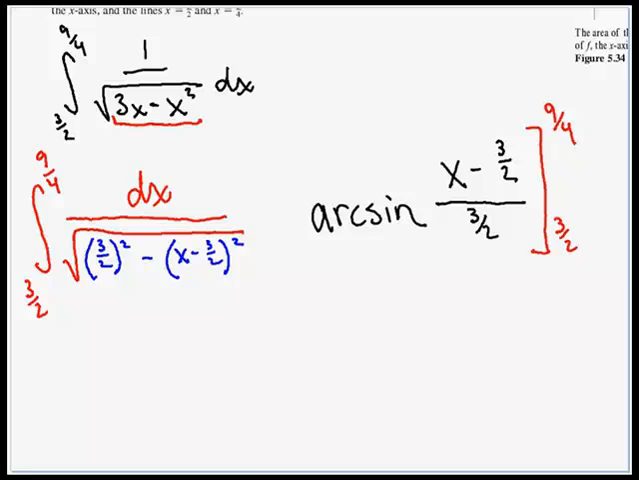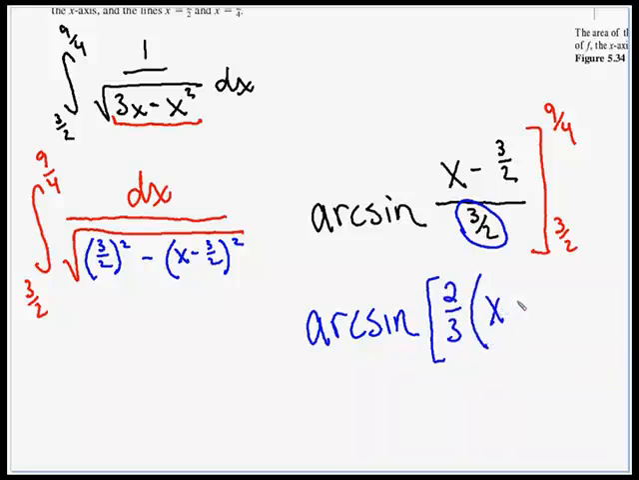Maybe to make this easier to actually evaluate, we have this divided by 3 halves. That's like multiplying by 2/3. So arcsine of 2/3 times the quantity x minus 3 halves, from 3 halves to 9/4.